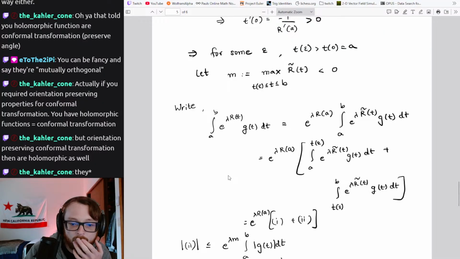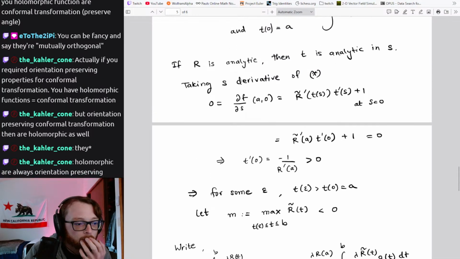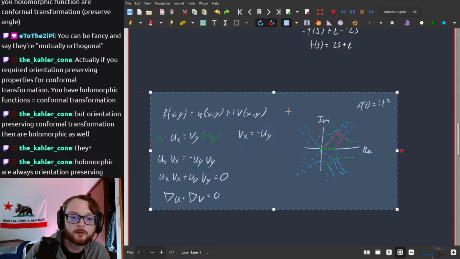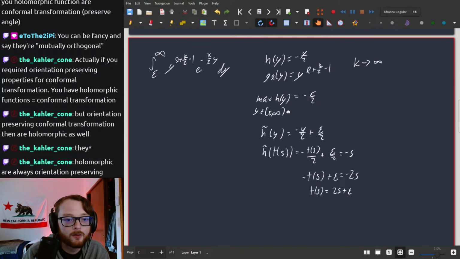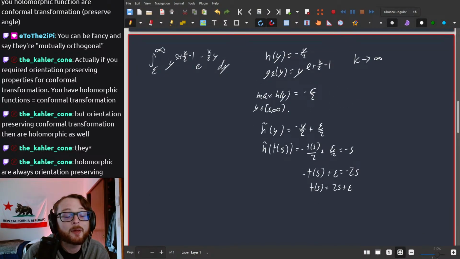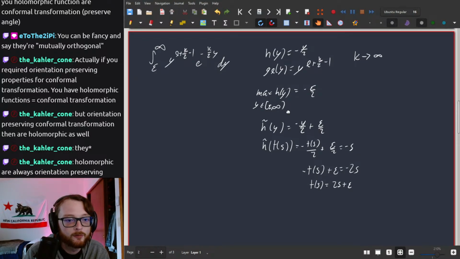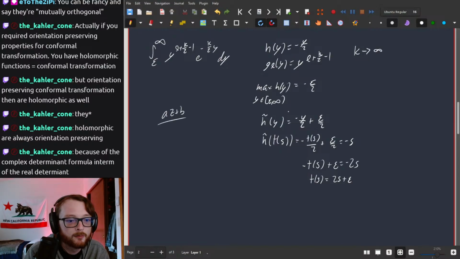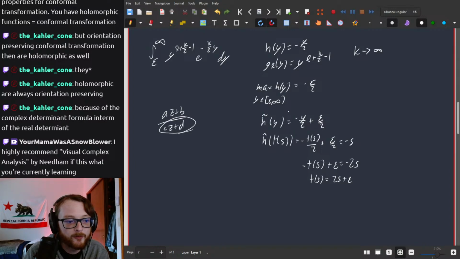So can we just do the change of variables here? Holomorphic functions are always angle preserving. But yeah, I was saying the Mobius transform isn't. It has the one point where it's not holomorphic, because they have the singularity. Complex determinant formula in terms of the real determinant. That one I don't know.